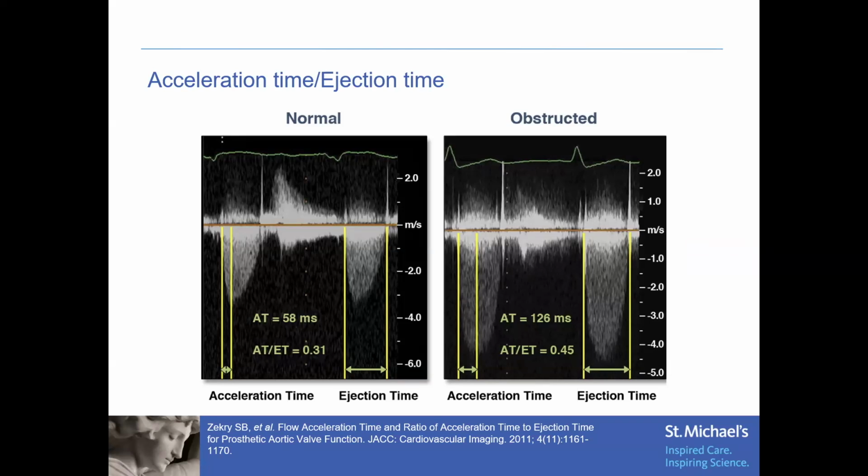So on the left side, you have a normal prosthetic valve with an acceleration time of 58 milliseconds, and that ratio that we'll get into, which is the acceleration time, the time from the initial to the peak of the jet, divided by the total time of the jet. Ratio of 0.31. The cutoff here in the recommendation guideline is 0.37 for aortic valves. So less than 0.37 would be considered normal. Higher than 0.37 considered abnormal. So on the right side, the obstructed valve acceleration time is over 100 milliseconds, and the ratio is over 0.37.